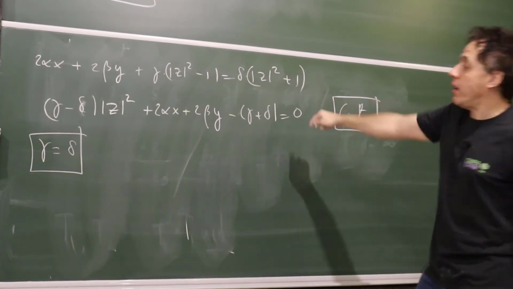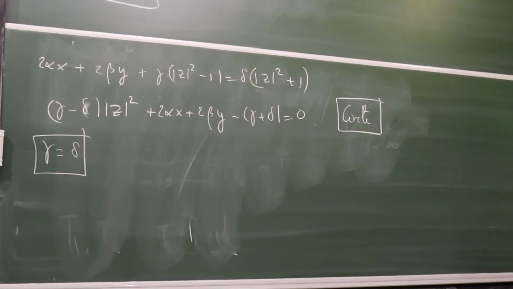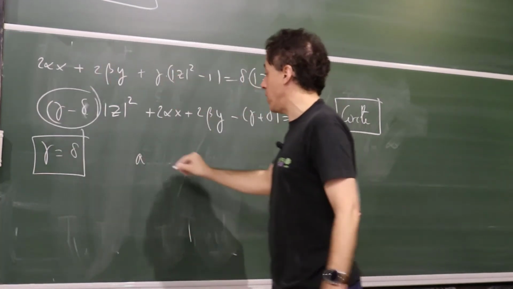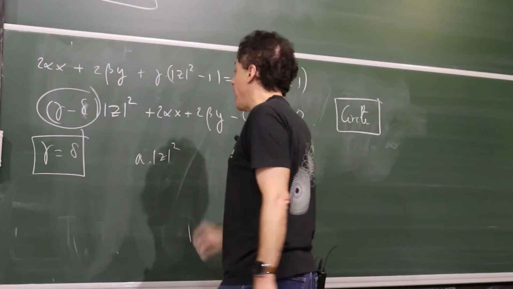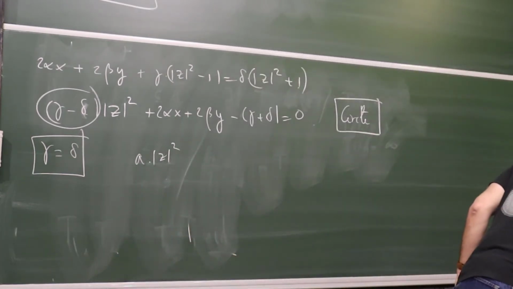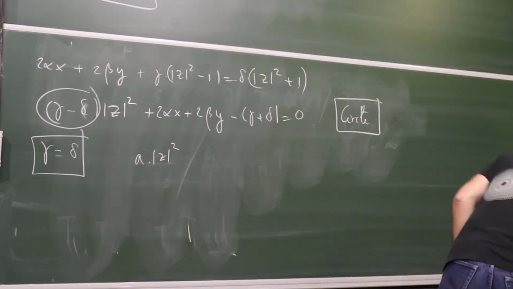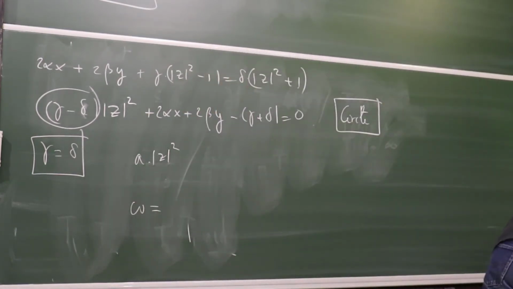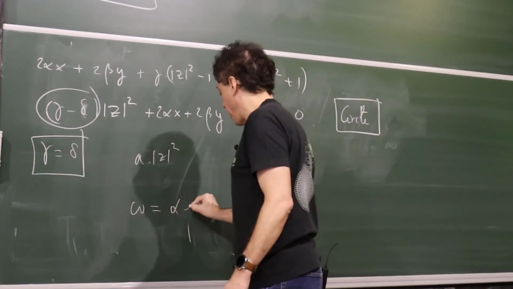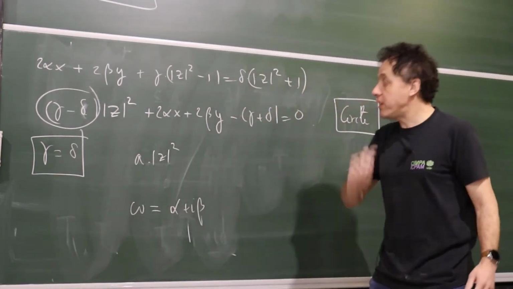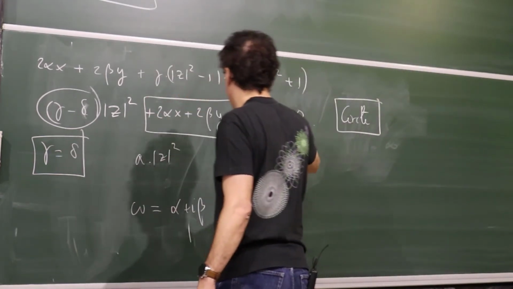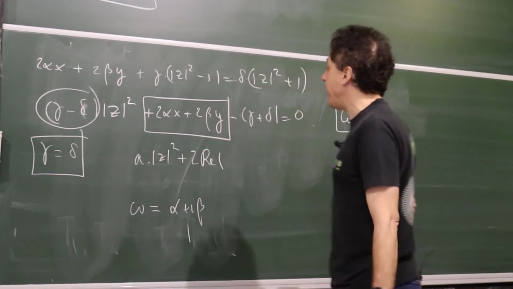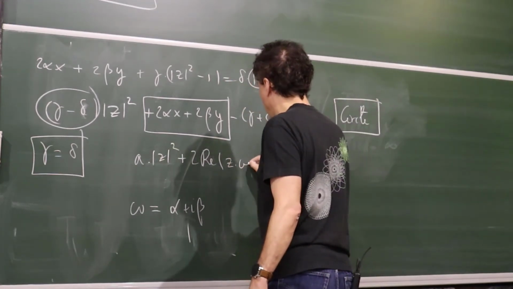This equation, normally we are going to write it a little differently. This number, call it A, for instance. We are going to define the complex number omega as alpha plus i beta. So in this case, this number here is 2 times the real part of Z times omega bar.